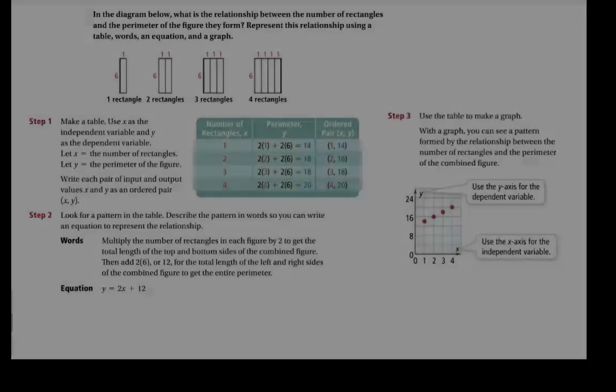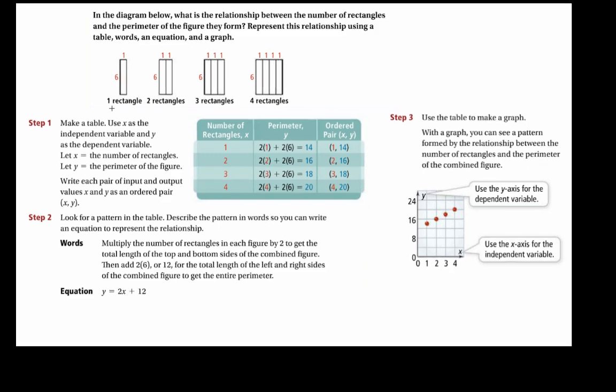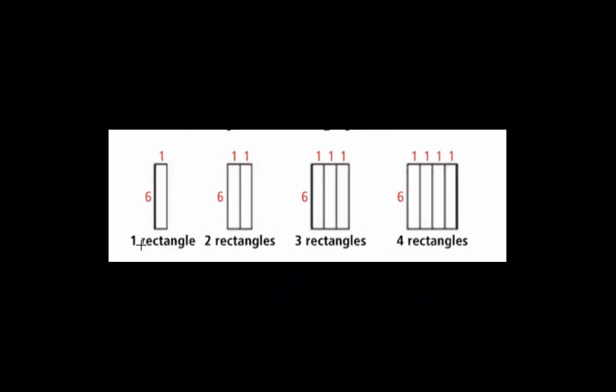So in the diagram below, what is the relationship between the number of rectangles and the perimeter of the figure they form? Represent this relationship using a table, words, an equation, and a graph. So here we have one rectangle, and it has a length of 6, another side length of 1. Here we have two rectangles put together, and they're all the same rectangle here. We're using a 6x1 rectangle.